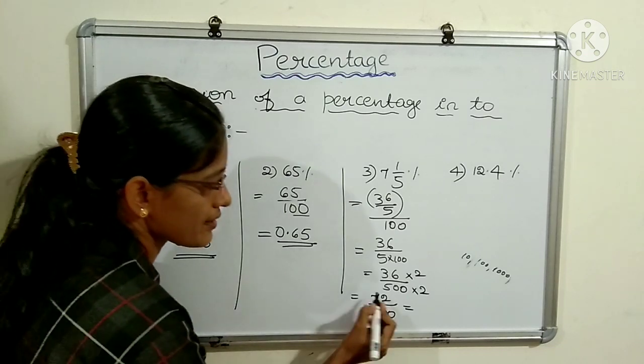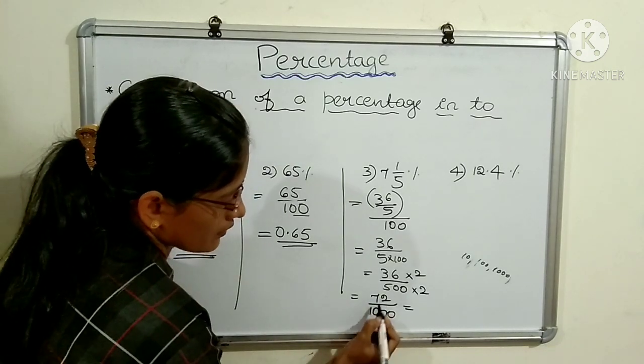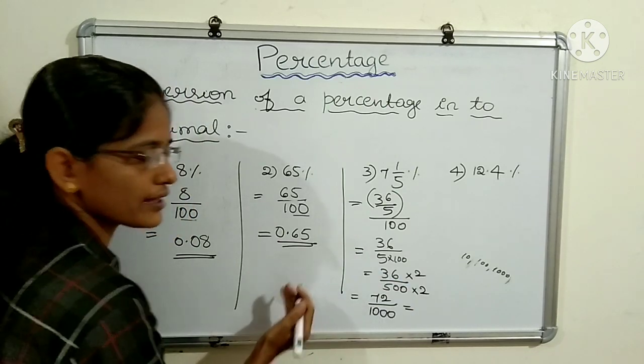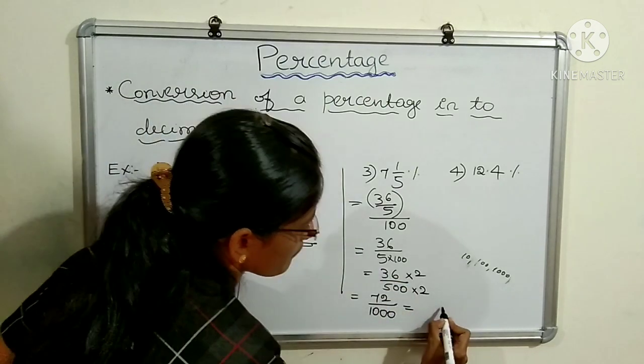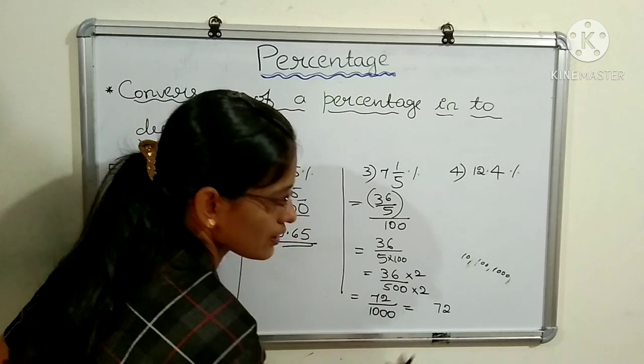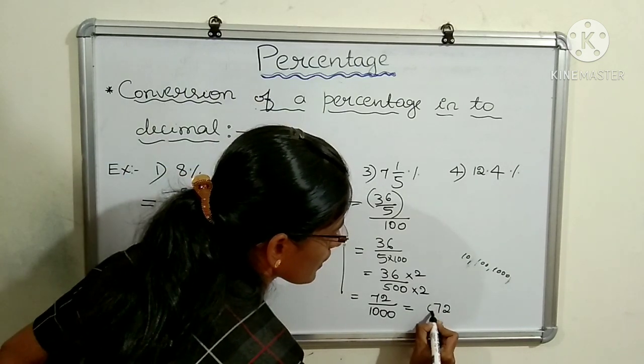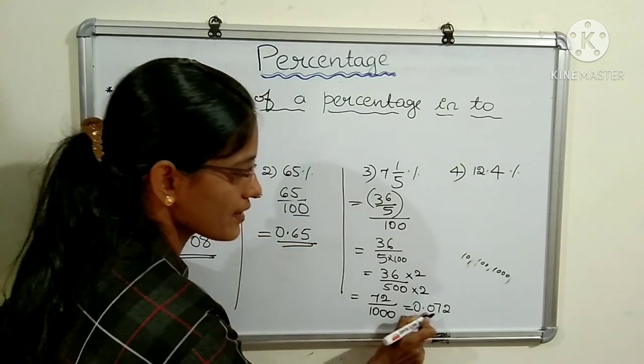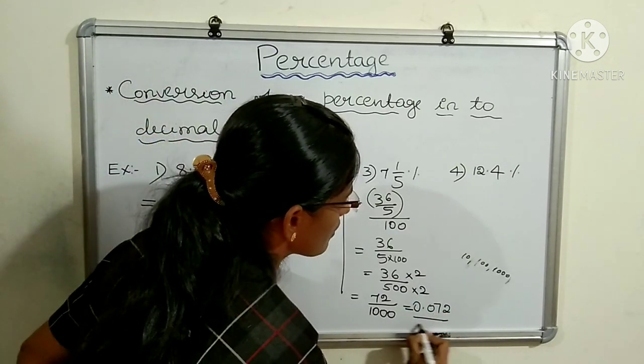How is it? 72 by 1000. Now here from unit place decimal point shift to left by 3 places. But here 2 places, 2 7s. For 3 places what we have to do? We have to take 0 here. 0.072 is the answer.